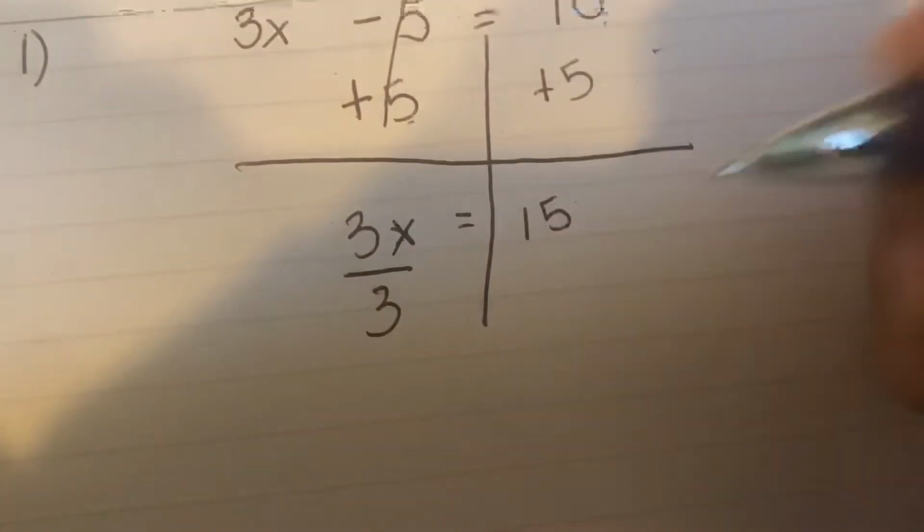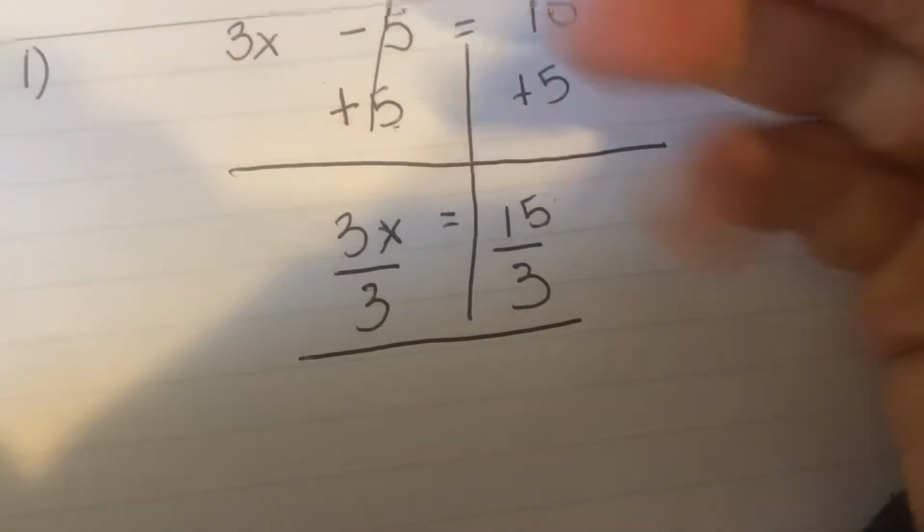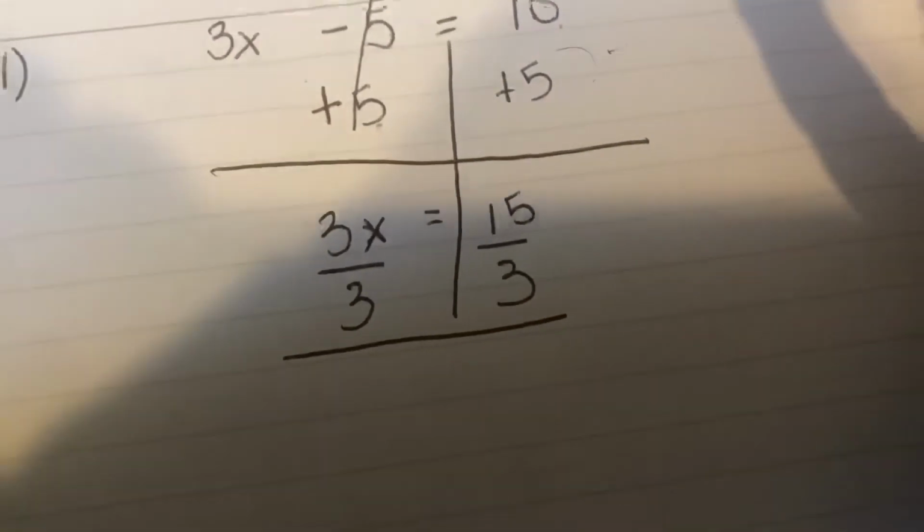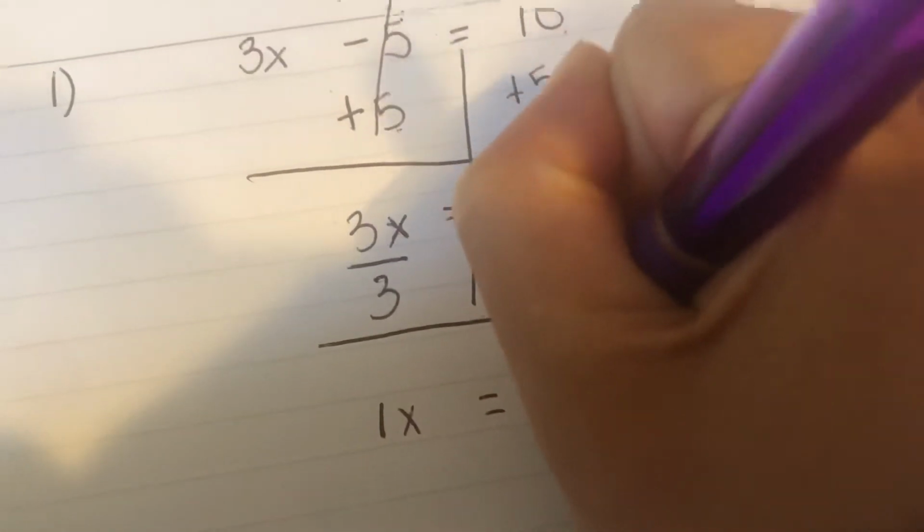But the process goes that we want to get 1x. So what I'm going to do is divide by 3 on both sides. Again, that's the inverse or the opposite of multiplication. And we get 1x equals 5.